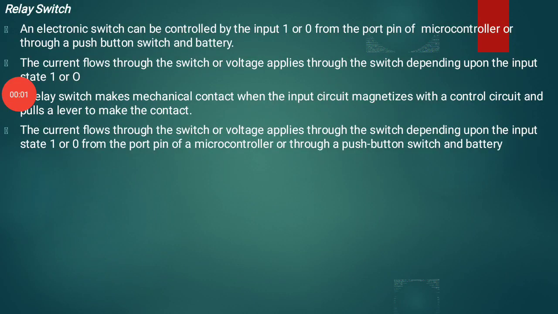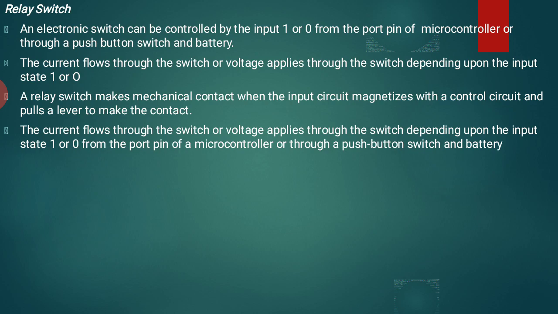Next our topic is the relay switch. An electronic switch can be controlled by the input 1 or 0 from the port pin of a microcontroller or through a push button, switch and battery. So by using this electronic switch we can control the input in the form of a 1 and 0 from the port pin of a microcontroller or from the push button, switch and battery.